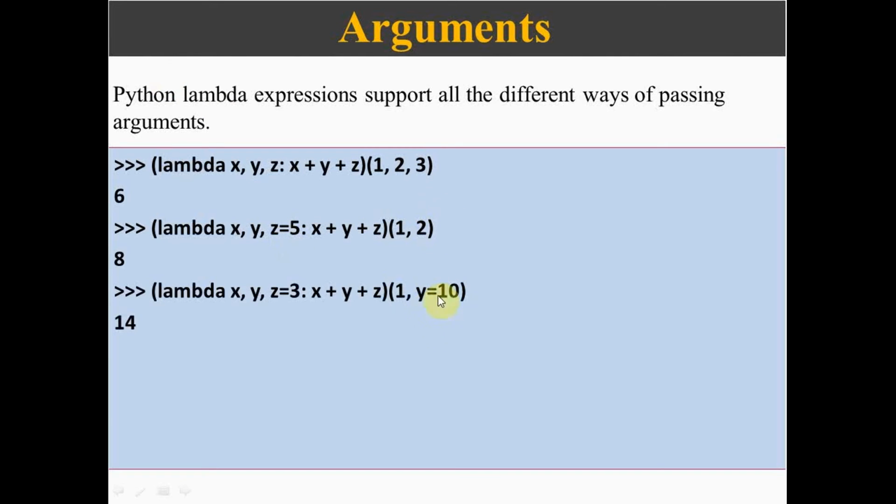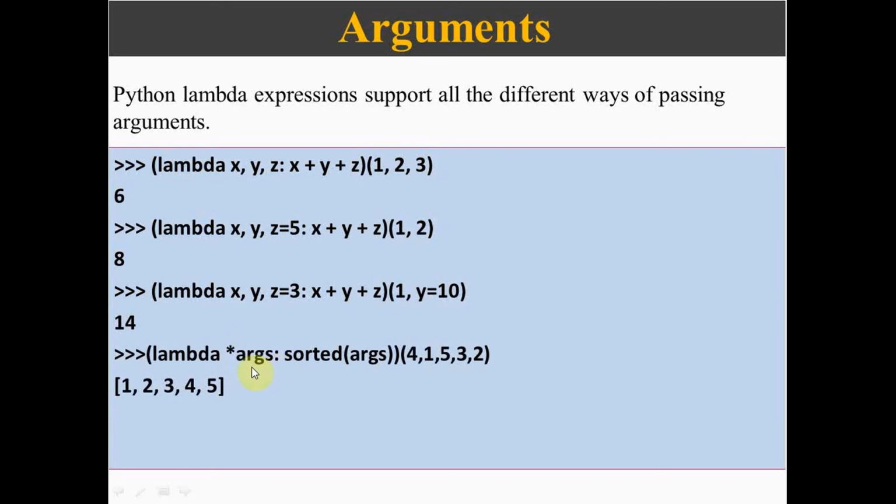This example is the keyword argument. y equal to 10 is given, so it means keyword argument. The next example is variable number of arguments. For a variable number of arguments, we use asterisk args, which means I can pass any number of arguments here. There is no limit. In this case, I am using the built-in function sorted on the arguments, which will sort all the arguments and give a list of sorted arguments.